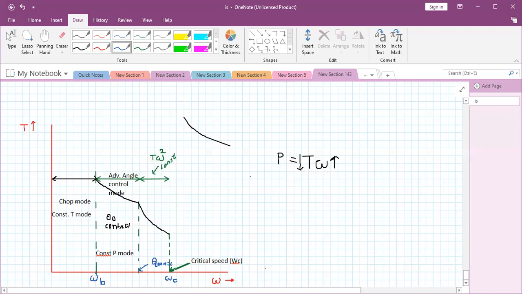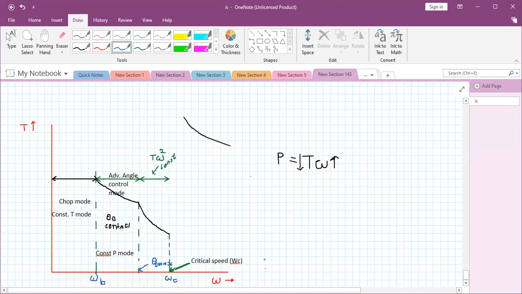So the first mode is the chopping mode, or constant torque mode. The second mode is called the advanced angle control mode, or theta naught control, or constant power mode. And the third mode is called T omega square constant, and it is up to omega c, the critical speed.